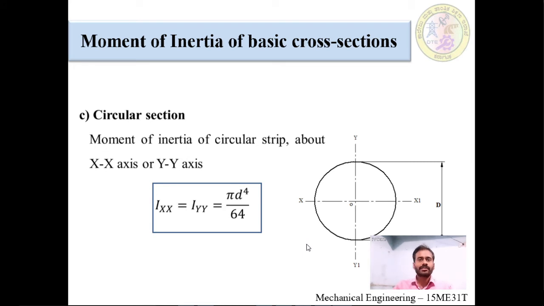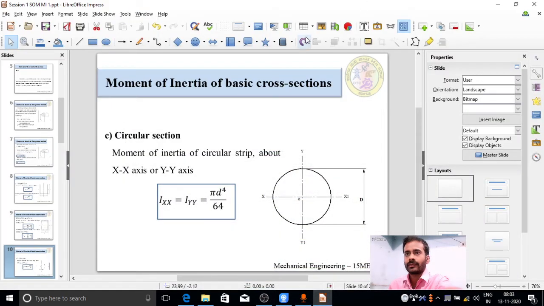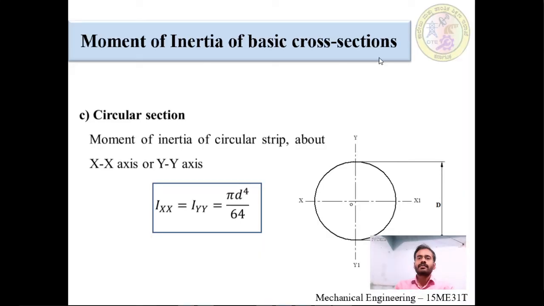The next section will be a circular section. So in this, the moment of inertia of the circular strip about the xx axis or y axis in the circular section is the same along xx and yy because the diameter is uniform. So for the circular section with diameter d, we can calculate the moment of inertia by using this equation, pi d to the power 4 divided by 64.